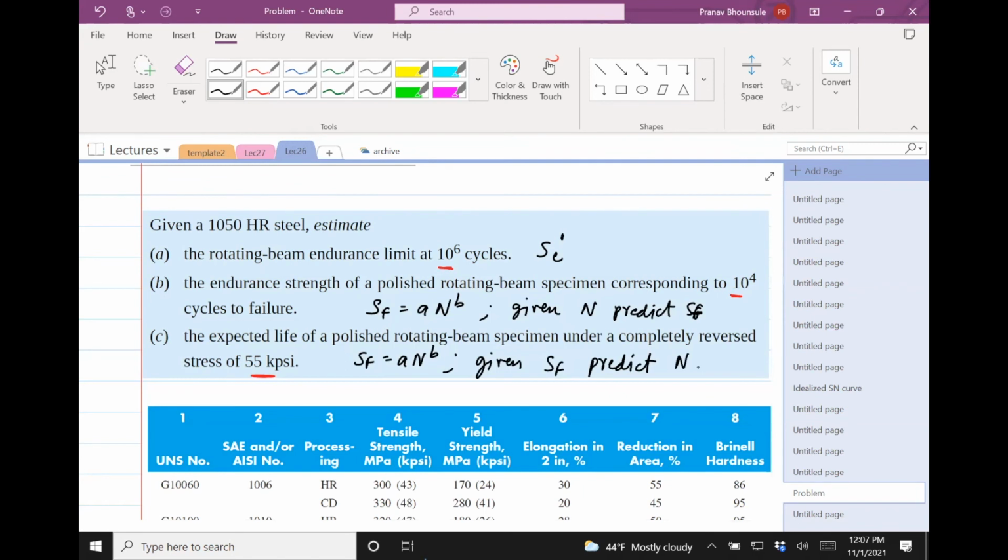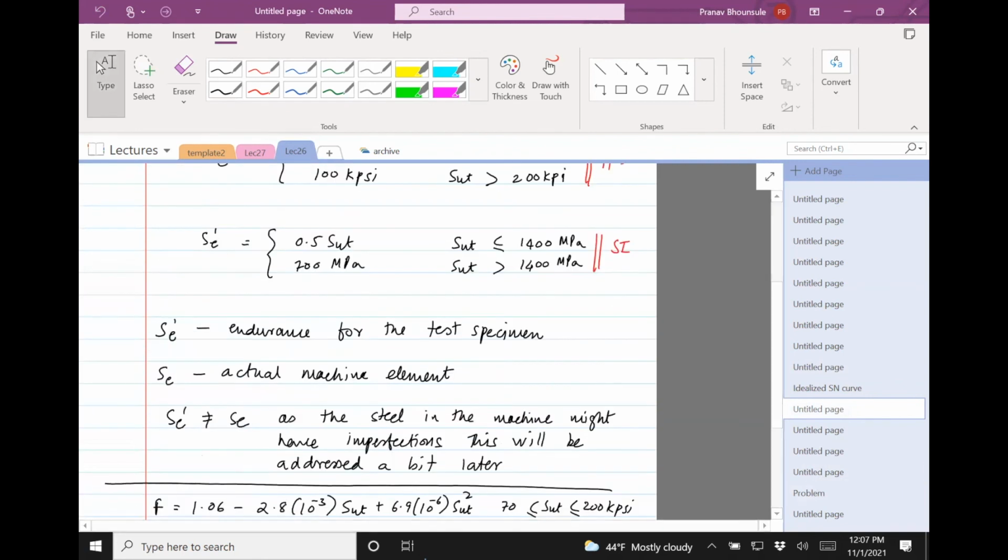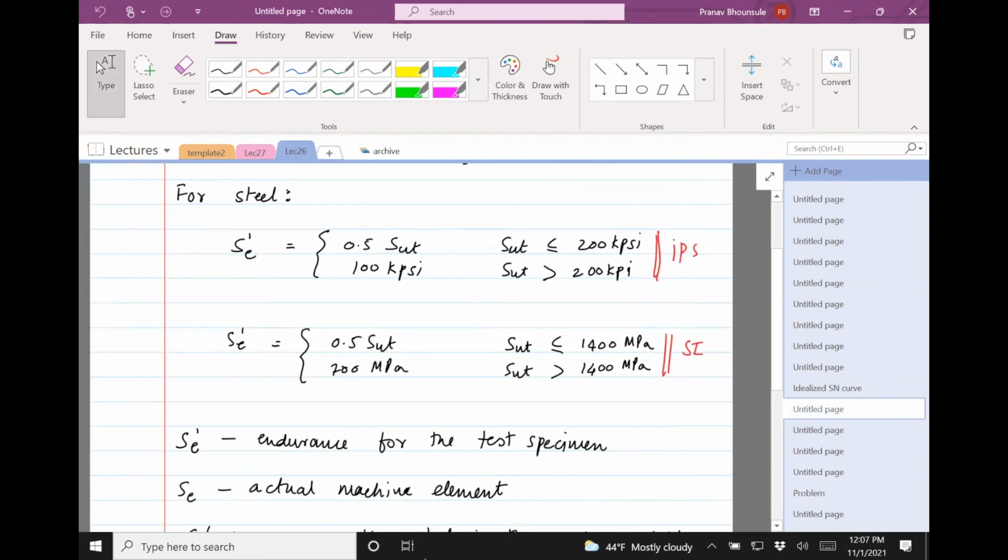Okay, so let's think of how we can solve for these things. So what about the endurance limit? Do we know anything about the endurance limit? How is it related to the material properties? And this is something which comes from empirical data. I think I have it right here. This is just saying that if you know the ultimate strength, then you can predict the endurance limit. Now this is for IPS, and the bottom formula is for SI. So in this case, since we are interested in IPS, I'm going to take this formula.